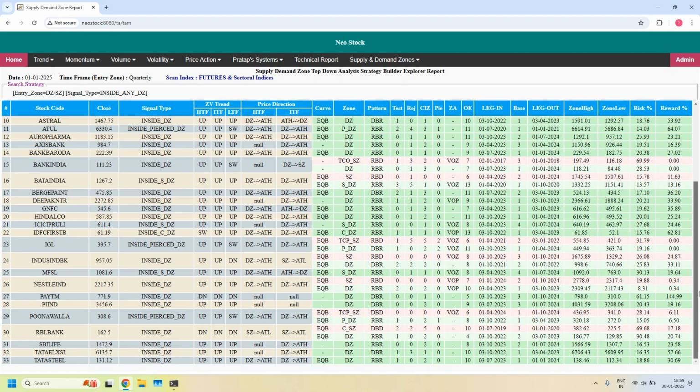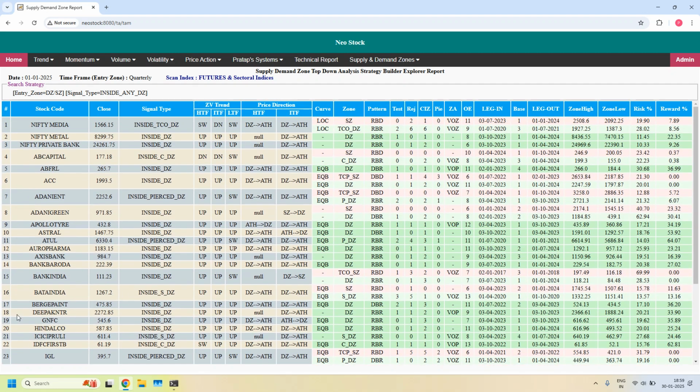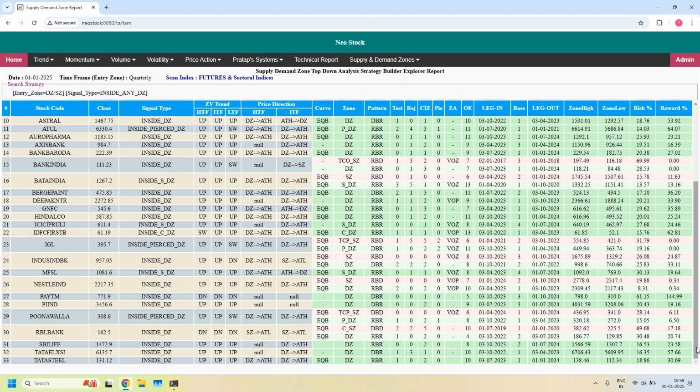We got 33 stocks. The first 23 stocks in this list I am displaying. I am scrolling the list down. So a total of 33 stocks are filtered, with price closed inside these quarterly demand zones.